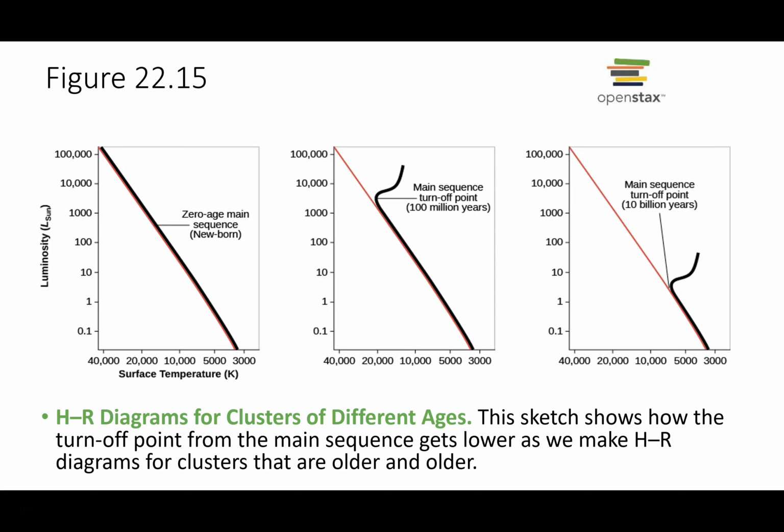All right, so here we don't see the dots, but this solid line tries to show you where the dots or the stars would be on those HR diagrams, where this one is the oldest, and this one would be the very youngest.